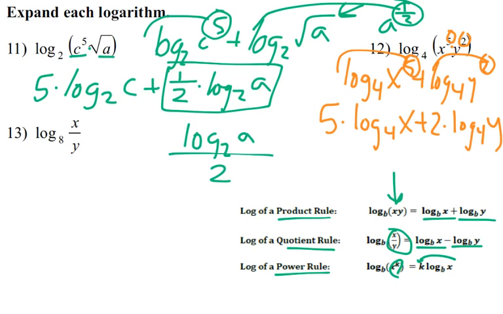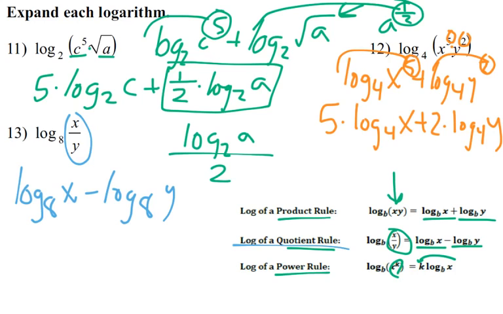Now the last one's division, so we use the quotient rule. So log base 8 of x minus log base 8 of y. Nothing else I can do there, so we're done with that one. So you just look at those problems inside the parentheses, see what it is. Are they multiplying? Are they dividing? Are there powers? And then you just apply the rule. And sometimes you have to apply more than one, but you just do the same thing.